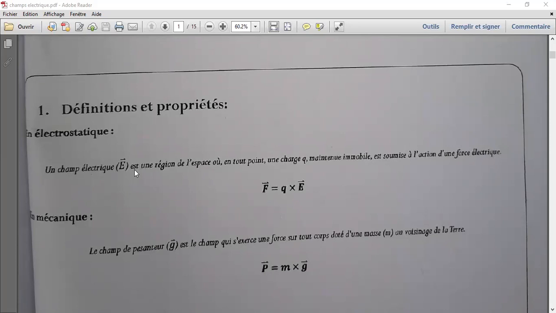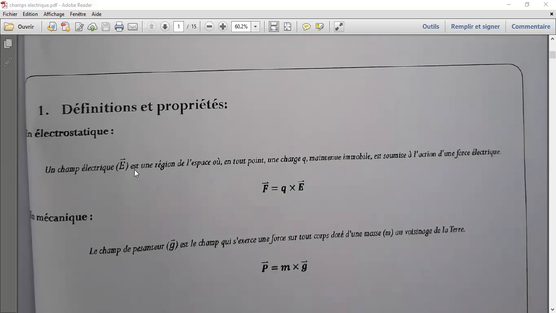Champ means an area of something. So we're going to calculate the area in which one particle is found, the charged area in which this particle is found, and this particle is charged by another charged particle. I think you'll understand this when we look at the diagram.